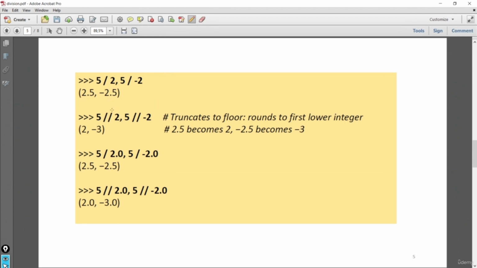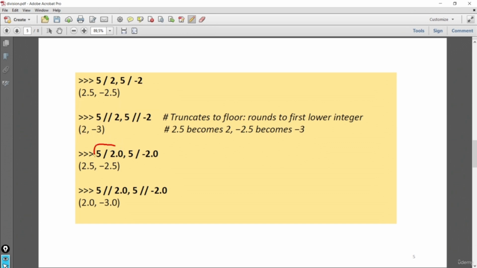Here we have floored division. Both numbers are integers, so the result will be an integer. For the first division it is 2. For the next division, the division result is -2.5, but it becomes -3. It is floored to the nearest integer.